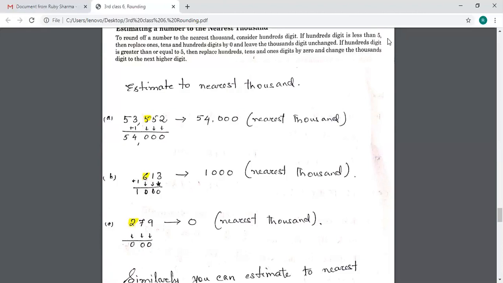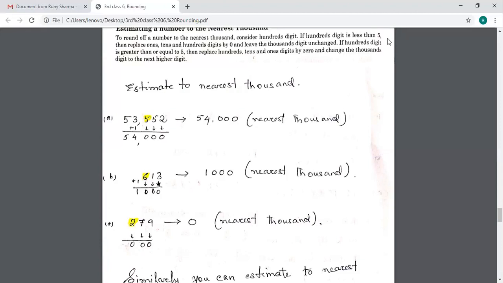53,552. You have also done this using the number line. We got 54,000. And now 613. In this case, you see, all the ones, tens, and hundreds digits are 0, but the hundreds digit is greater than 5. So what do we do? We have to add 1. And there's no digit in the number, but we know that it is 0. So 0 plus 1 gives you 1.